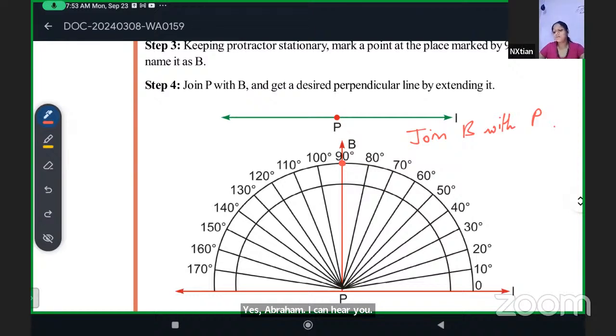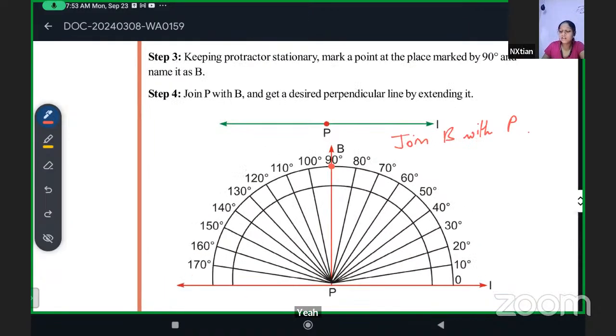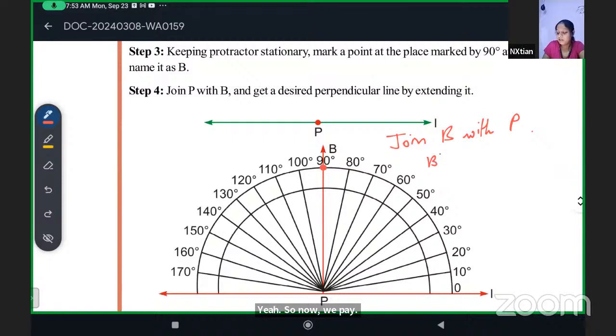So now, BP is the perpendicular line on L. This is how we draw with the protractor. What's the symbol of perpendicular line? This is used to denote the perpendicular lines. So BP is the perpendicular line on L. This is how we draw using a protractor.